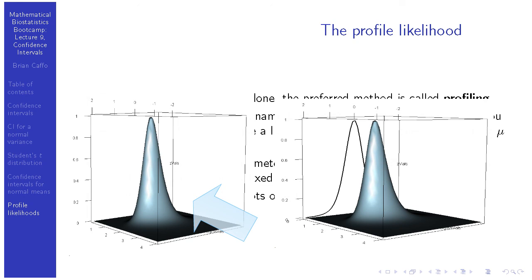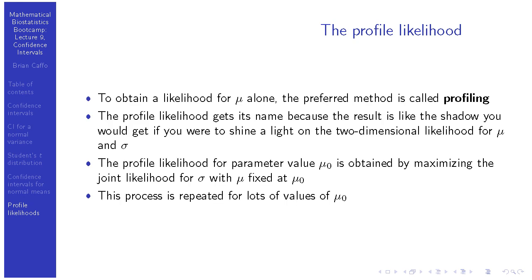So in other words, we want to shine a light on this bivariate likelihood, and we want to get the function that you obtain onto, say, the wall where the shadow occurs. Okay, so let's pick a particular value of mu naught, and we want to know what's the value of this curve in the shadow at mu naught. Well, basically, the light will go through all values above the likelihood and will get stopped anywhere on the likelihood and up until the maximum value. And so what we basically do is we maximize the joint likelihood for sigma with mu fixed at mu naught. And then this process is repeated for lots of values of mu naught.